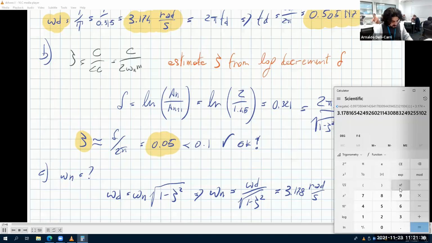And so for hertz, it's of course the same, divided by 2 divided by pi. We got this divided by 2 divided by pi. You get 0.506. There we go. That's omega n.